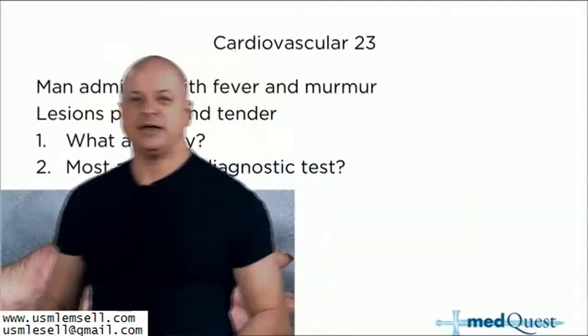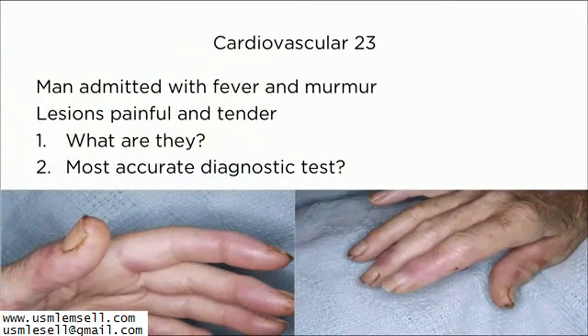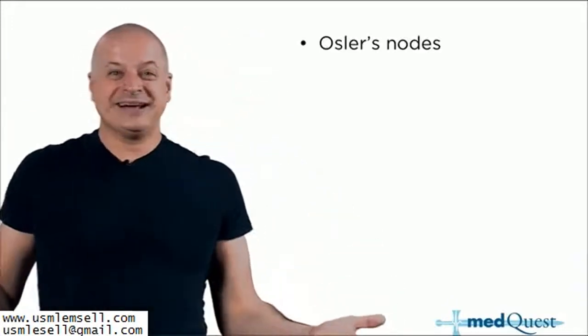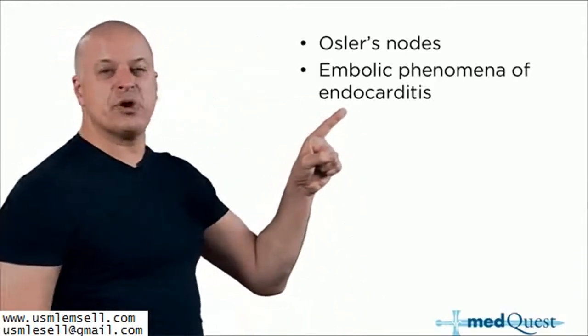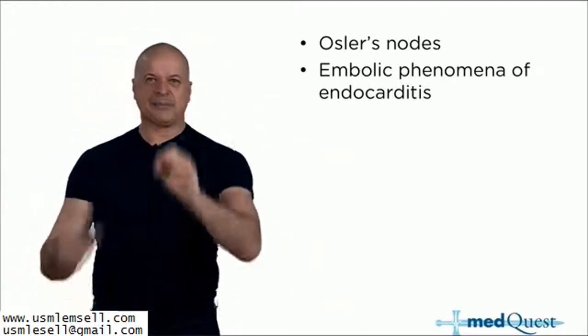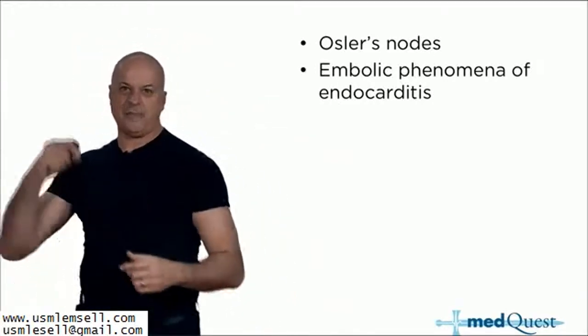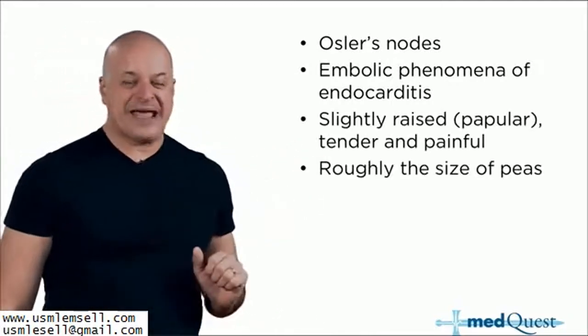Let's look at them again. They are the embolic phenomena of endocarditis. It doesn't matter that they're rare. It matters that if you have culture-negative endocarditis, they help you make the diagnosis, and they are shown on Step 1. Osler's nodes are embolic phenomena of endocarditis, flopping off vascular platelet plaques with bacteria in them, getting caught in those blood vessels, and they're raised and painful.